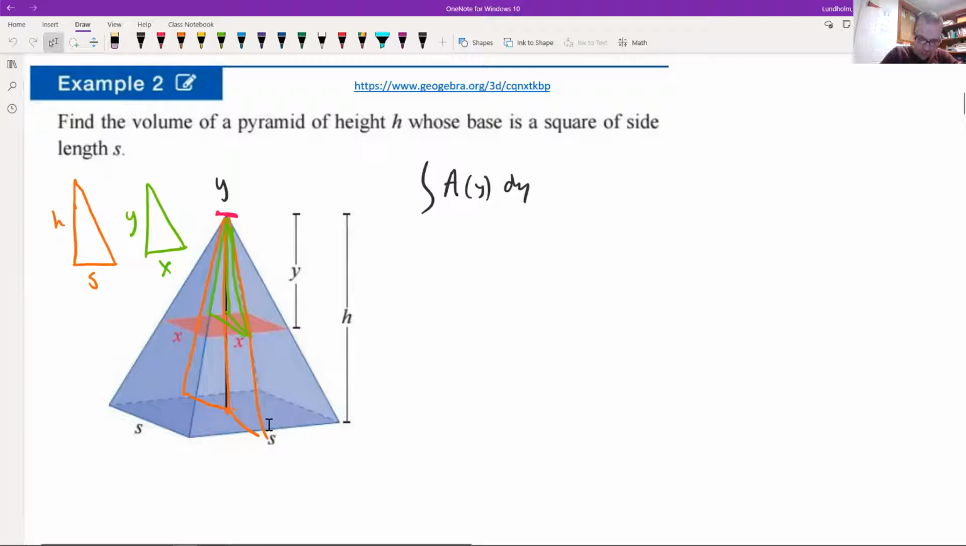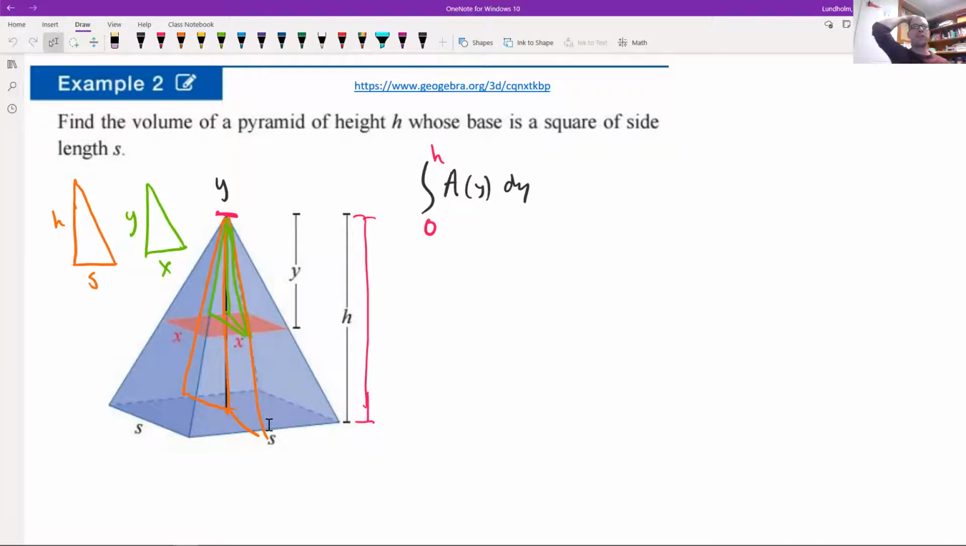So starting from y equals 0 to y equals h in the end is the boundaries on my integral there. And then we need to come up with a formula for the cross section based on how far down we go.